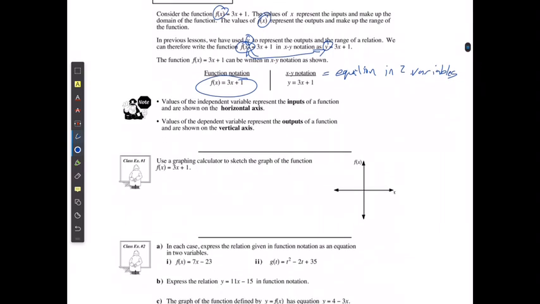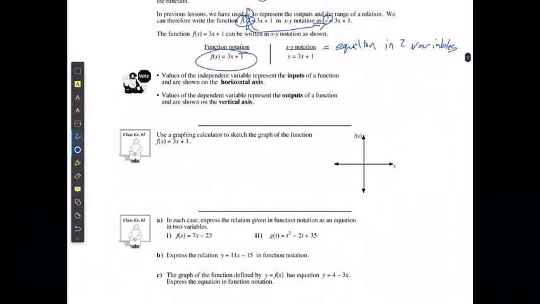Still knowing that the values of the independent variable, or the inputs, are going to be on the horizontal axis, the values of the output are going to be on the vertical axis. So you can see here, when we plug it into our graphing calculator to get a rough sketch of what this looks like, I can see that the y has been replaced with f of x. The x is still going to be the x, but we know that f of x is the same as y. And when I put 3x plus 1 in my calculator, it's going to look something like this.